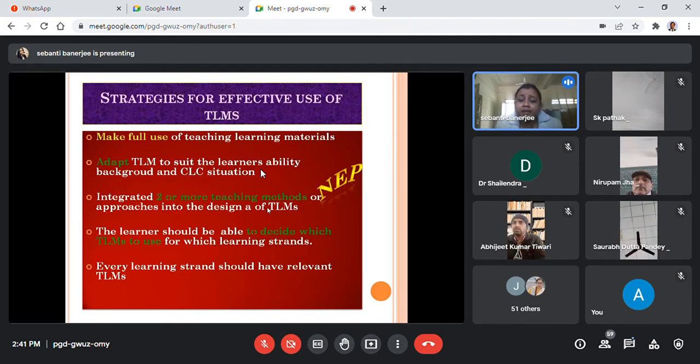The learner should be able to decide what TLMs to use for which learning strand. Yes, for each and every learning strand, the TLM for language classes is different from the TLMs for science classes. The TLM of mathematics classes is also different. So there will be proper differentiation, and the learner should be able to differentiate as well. And also every learning strand should have relevant TLMs.